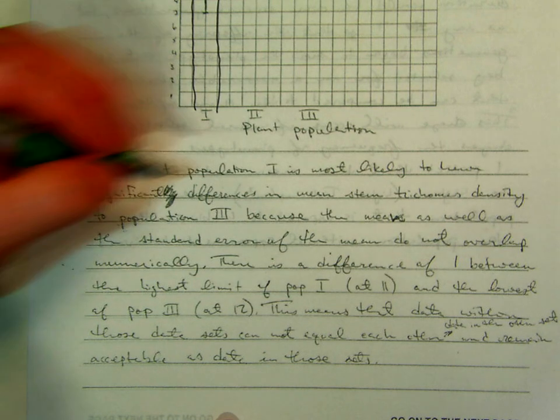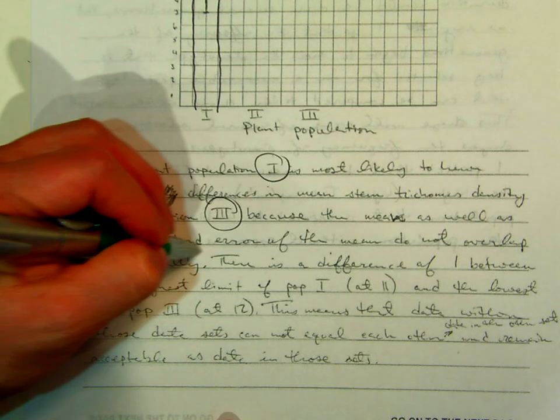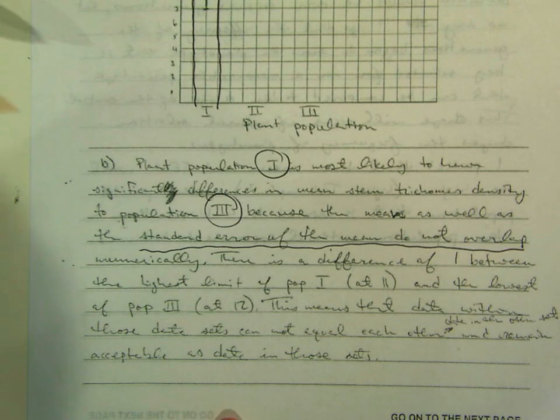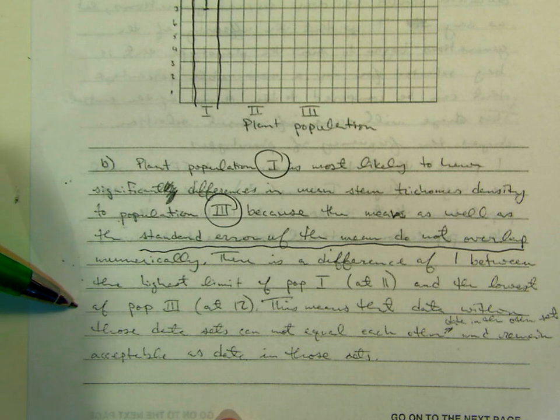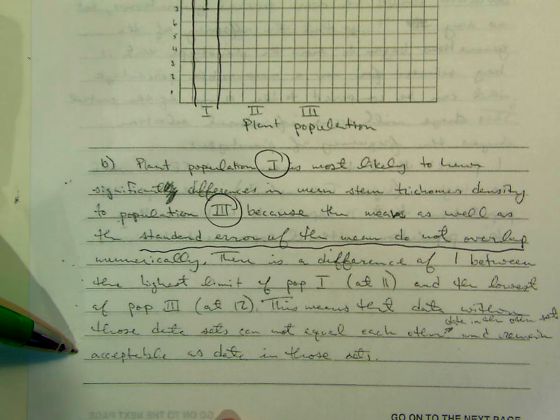They correctly identified that population 1 and 3 were the most different, and they said the standard error of the means do not overlap. Then they went on to say there's a difference of 1 between the highest limit of population 1 at 11 and the lowest of population 3 at 12. This means that data within those data sets cannot equal each other, and I can't read the rest of this, but they got the full 2 points for that. So this student now has 5 points.